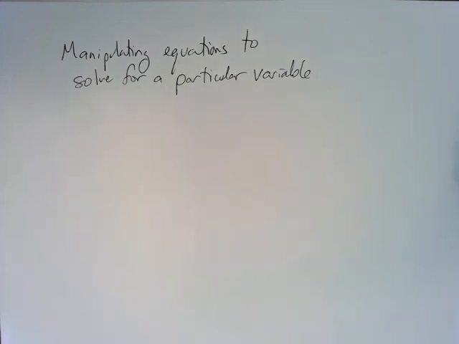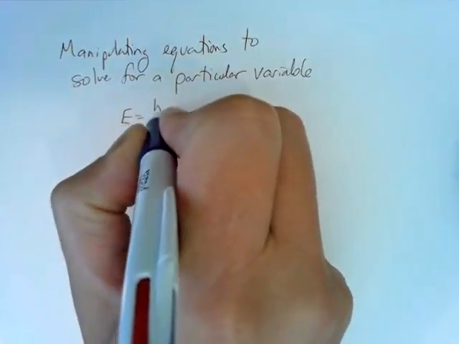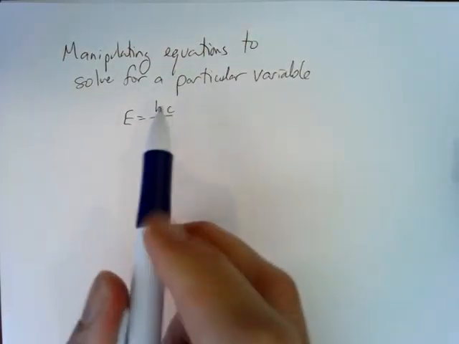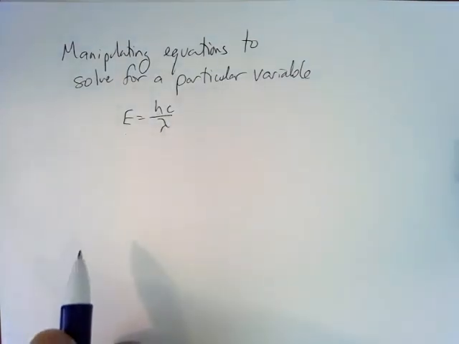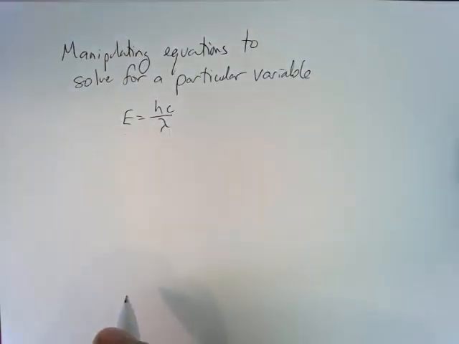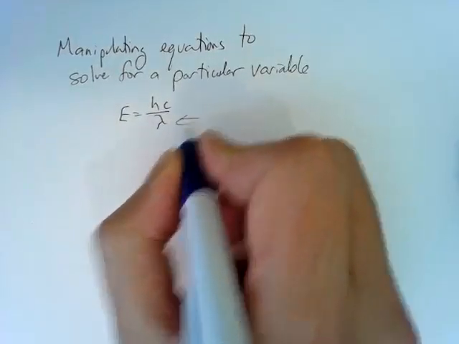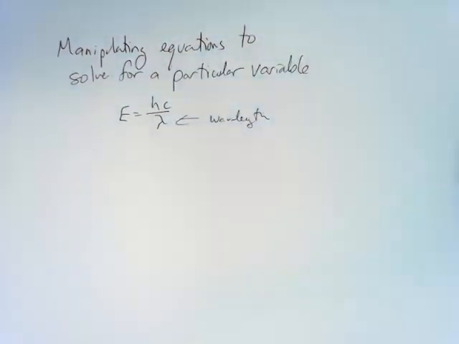In the previous video, we saw this equation, E is equal to hc over lambda, and we solved a pretty straightforward problem, which was solving for the energy when we were given Planck's constant, the speed of light, and the wavelength, and we focused mostly on the units there. In this video, we're going to solve for lambda, the wavelength of light, when we're given the energy, h, and c.